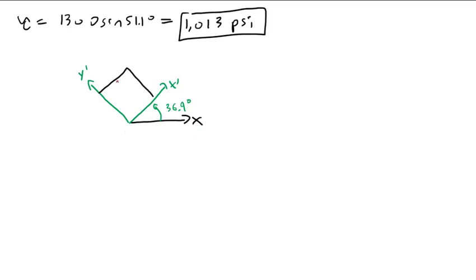This is then like this, like this, like this, like this, and then this is going to be negative, or sorry, positive actually. So this is 1013. This is 1016.3, and this is 616.3 psi. And that's the full state of stress.